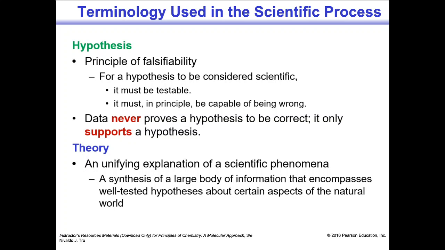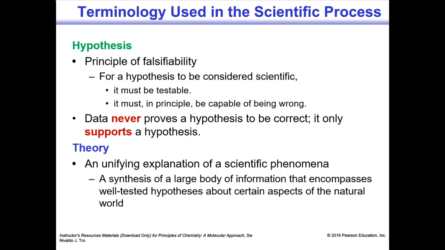A theory could be something as broad as the theory of relativity from Einstein. It's a big, broad topic that's very difficult to actually do any experiments on. It's hard for us to travel at the speed of light, of course, so it's kind of hard for us to verify the theory of relativity.